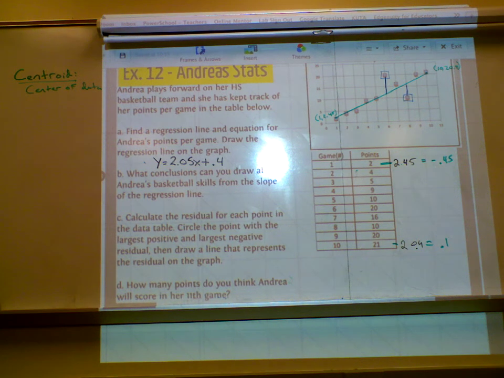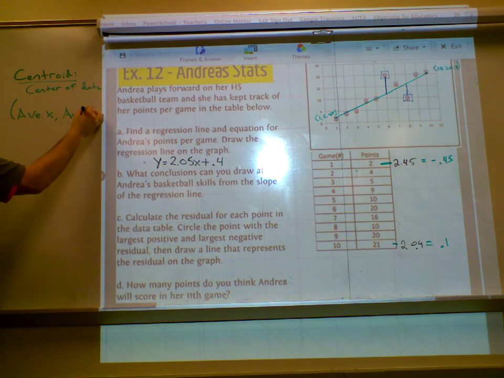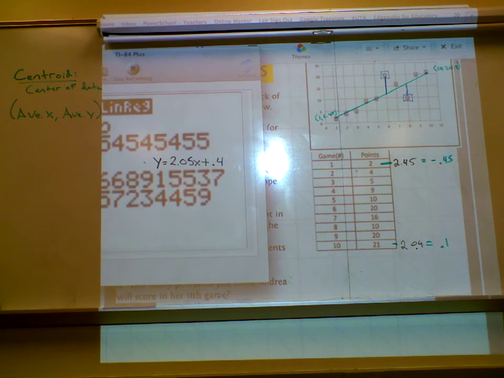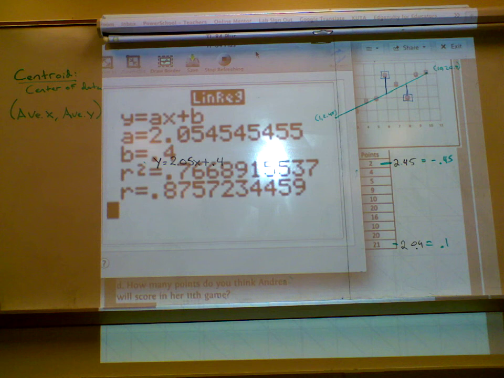The way we find the centroid is an ordered pair. We find it by finding the average x as our x coordinate and the average y as the y coordinate. So it's the average x comma average y. Does anybody remember how to find average? Add them all up and then divide by the amount. Yeah. Okay, good.